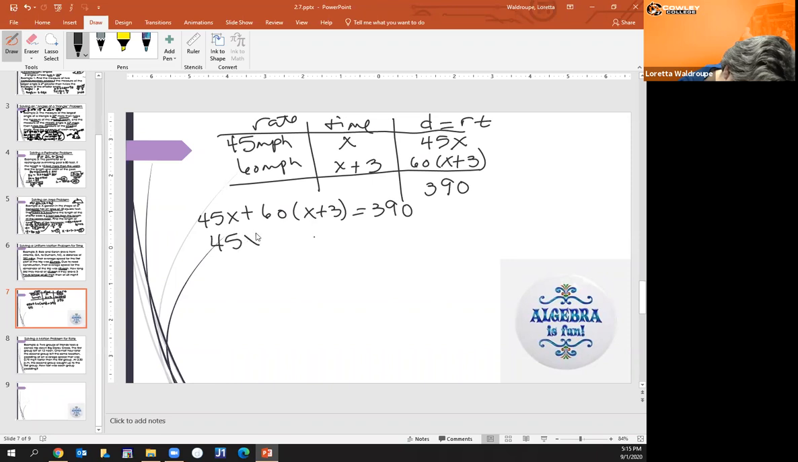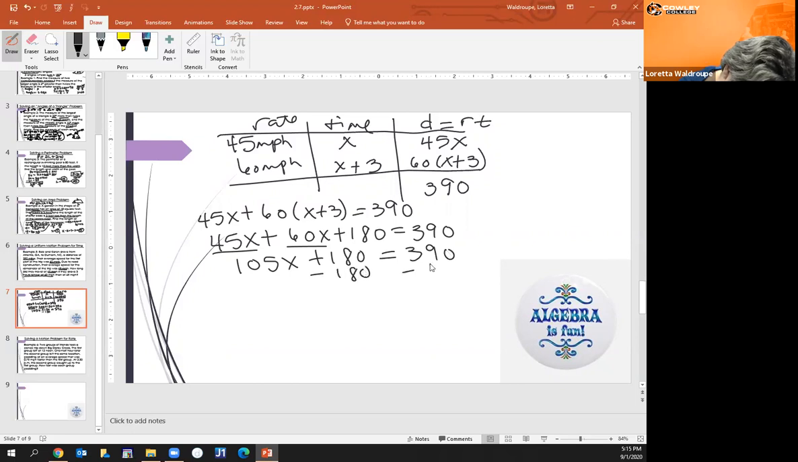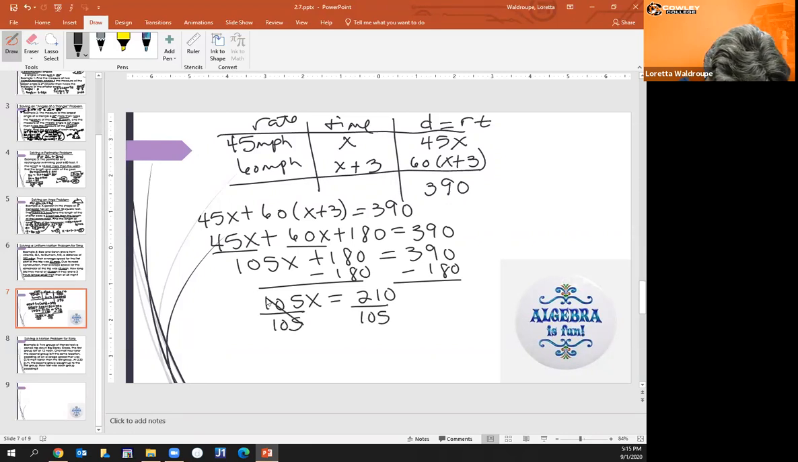So 45x, distribute my 60. 60 times x is 60x, and 60 times 3 is 180. Still equals 390. Combining my x's here, 45 plus 60 is 105x plus 180 equals 390. Subtract your 180 from both sides. And 105x equals 210. Divide by that 105 to get x by itself. And x is 2 hours.